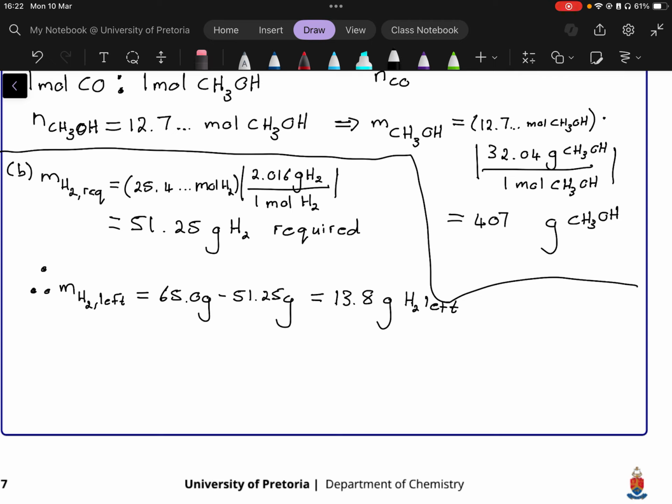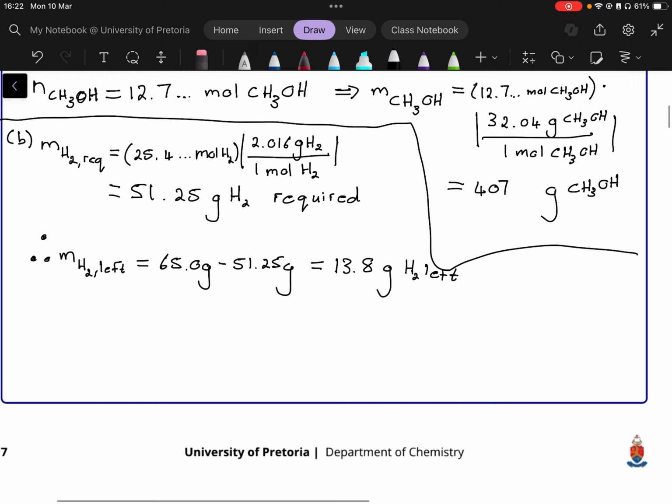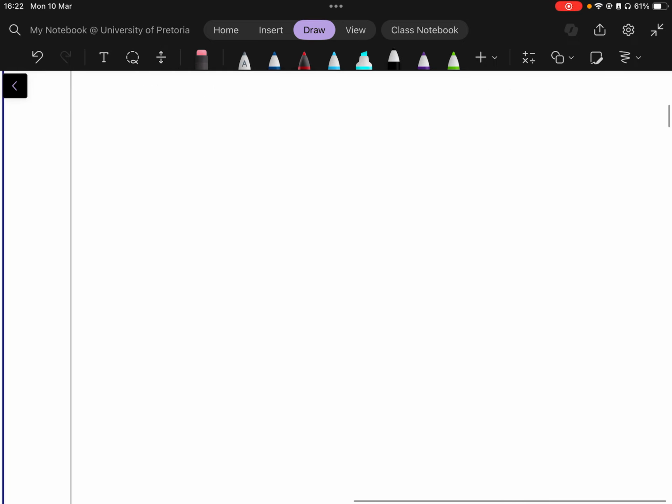All right. And that's typical of these examples. So you have one reagent in excess, which is the hydrogen. You have one reagent which is limiting, the CO. It's completely used up. And then you have a product that is formed, but it's dependent on the amount of CO that is present. So I quickly want to draw something up here, which we call an amounts table, right?